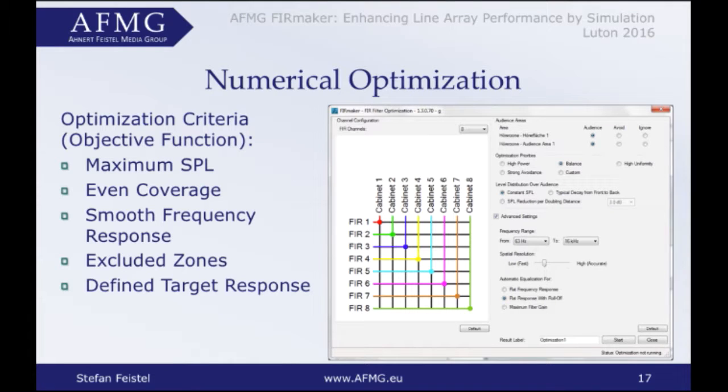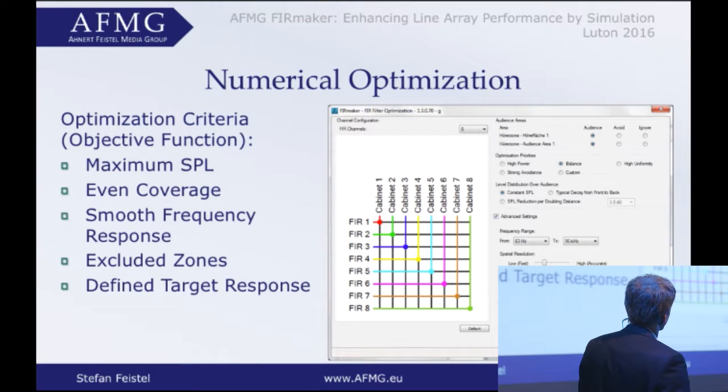Okay, so here's a screenshot of FIRmaker implementing those different parameters. Here on the right-hand side, you can see a block of those different settings. You can choose for each audience area whether there's actual audience, so sound should be sent there, or this audience area should be avoided, meaning no sound should be sent there at all, or it should be ignored for the purpose of the optimization.